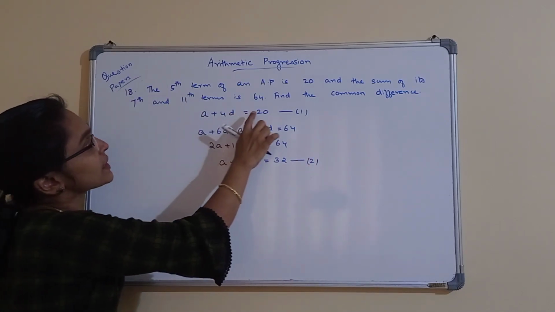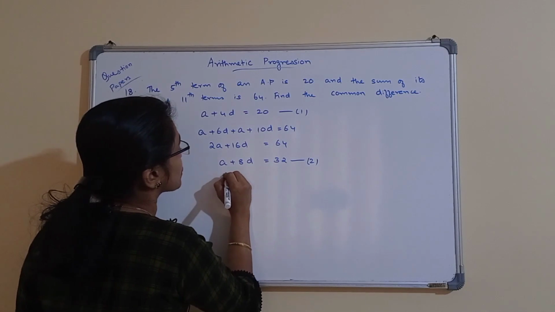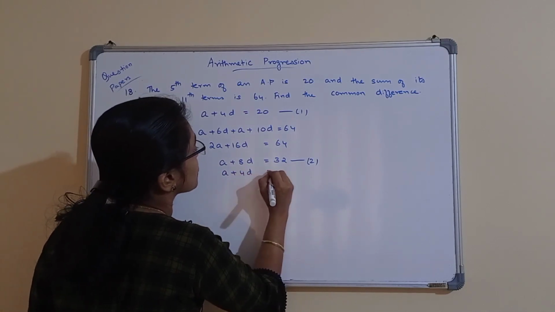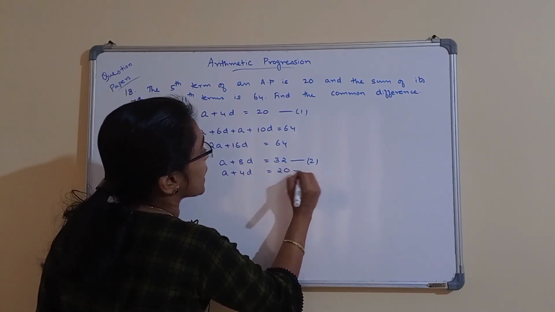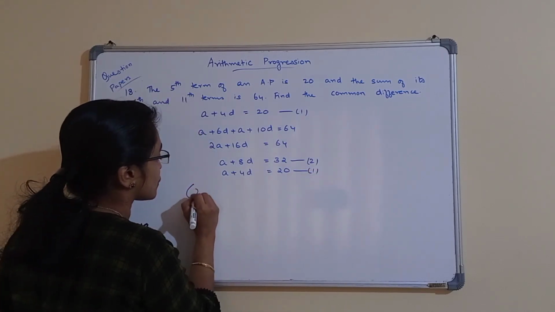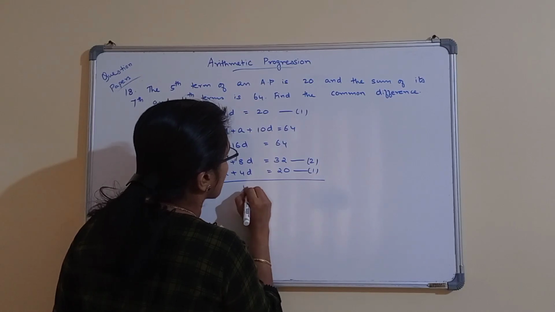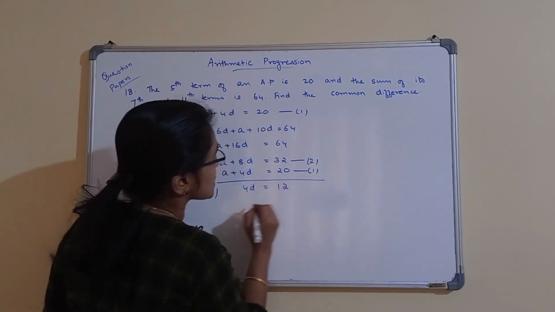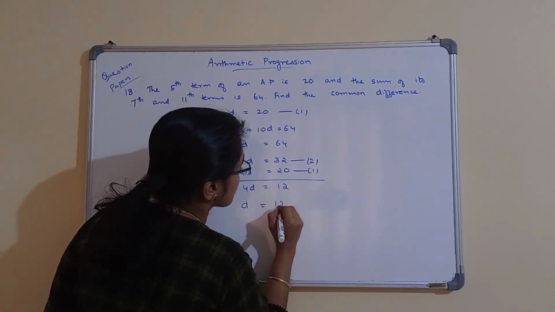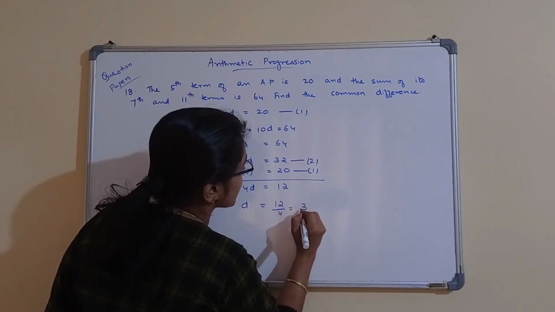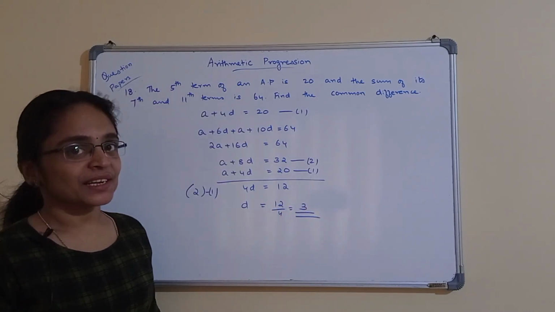Now subtracting equation 1 from equation 2, that is a plus 4d equal to 20. Subtracting 1 from 2, 2 minus 1, we'll get 4d equal to 12. So what does that mean? d equal to 12 by 4 equal to 3. That is, common difference is 3.